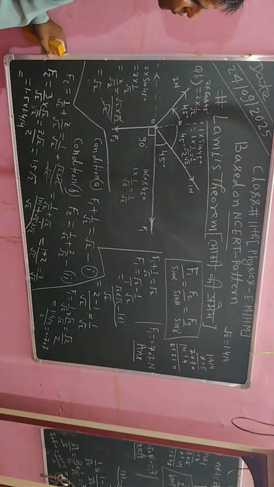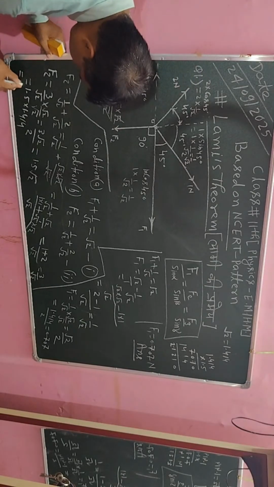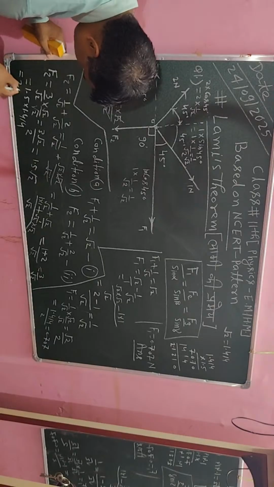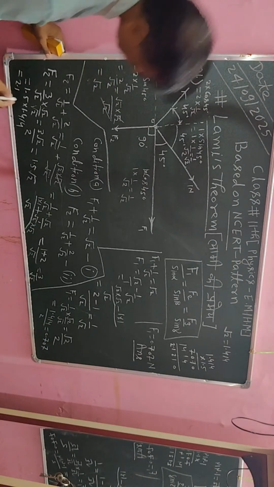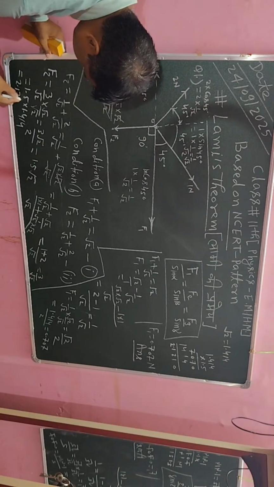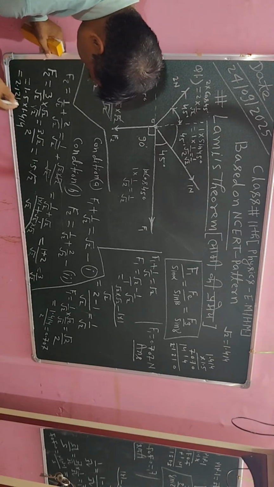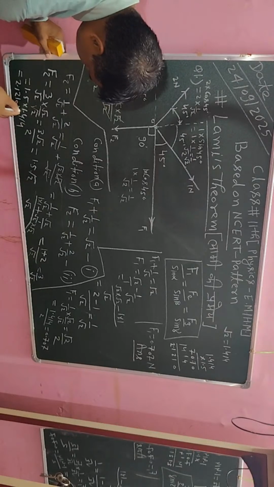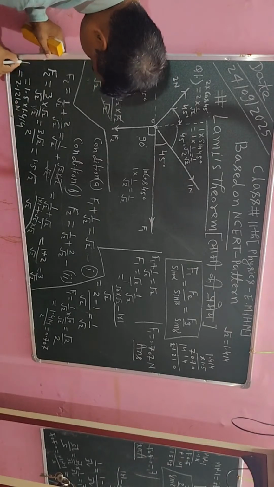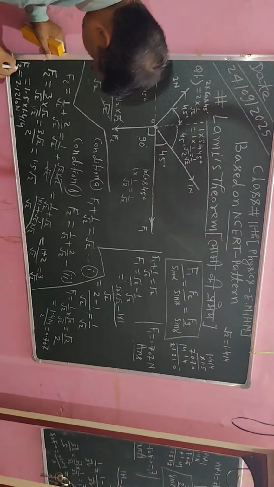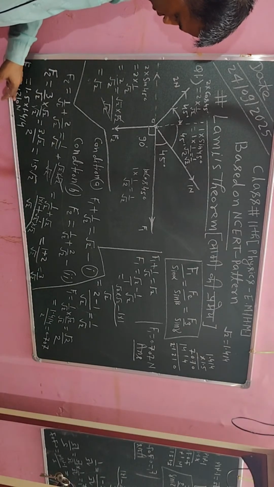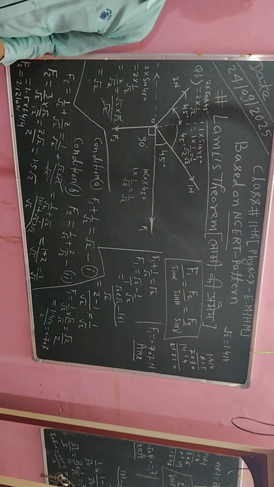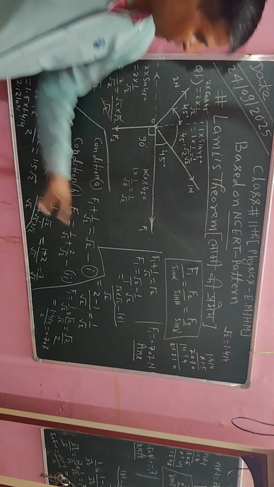So its value I have to write here. That value is 2.1210, and its unit will be Newton. So here this is the force F2. So force F2 I have calculated: F2 is equal to 2.1210 Newton. This is the answer of the second force.